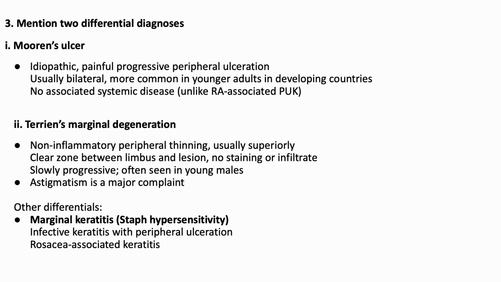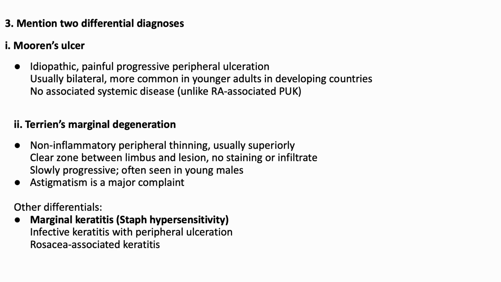Question 3 is, mention two differential diagnoses. The first differential is Mooren's ulcer. It is idiopathic; we don't know the systemic cause. It is very aggressive and painful and will cause peripheral ulceration. The key feature will be overhanging edges. There will be no clear zone and no systemic association, and it is a diagnosis of exclusion when all the systemic causes have been ruled out. Second will be Terrien marginal degeneration. It is a non-inflammatory process. It is located superiorly. The epithelium will be intact with no fluorescein staining, and the association will be lipid deposition with superficial vascularization. It will cause against-the-rule astigmatism.